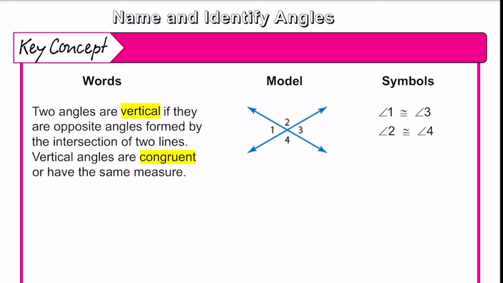Now vertical, we're going to prove this a little bit. But two angles are vertical if they are opposite angles formed by the intersection of two lines. So sometimes there will be more lines, but I'll show you how to work through that. So in this case, 1 and 3, and then we have 4 and 2. Those are vertical angles, and they are actually congruent. And we'll go ahead and prove that right now, because yeah, they look congruent, but it's actually pretty neat the way that this gets figured out.